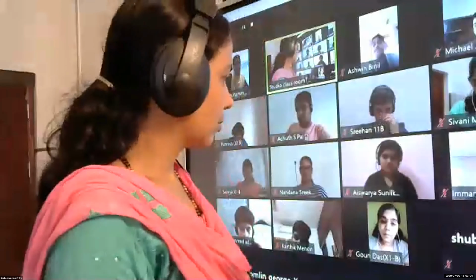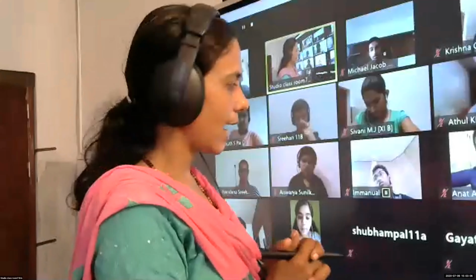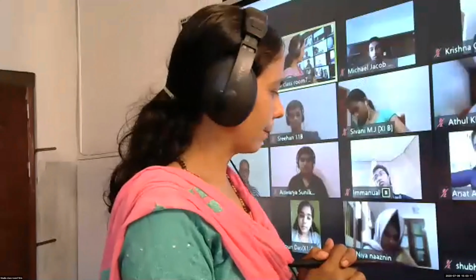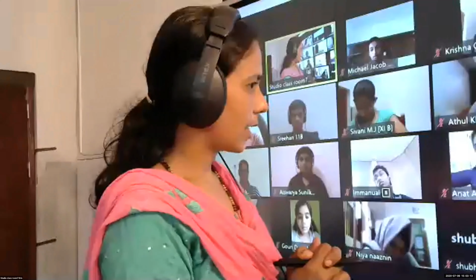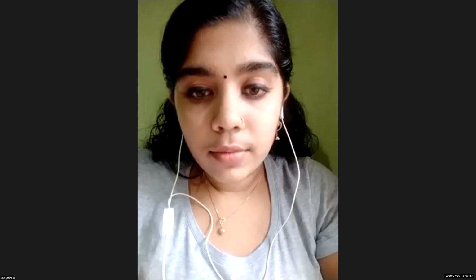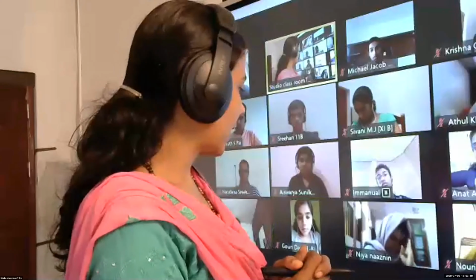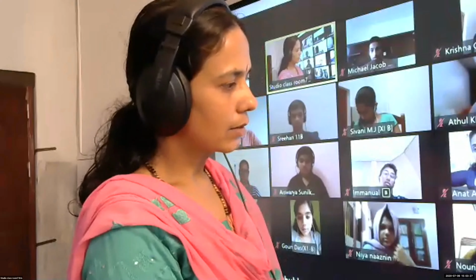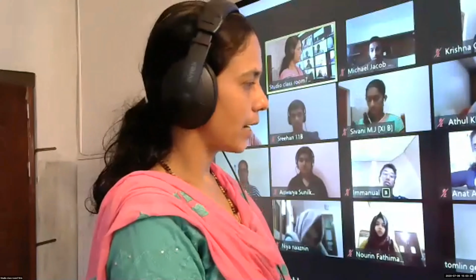So if we are given two numbers A and B, their arithmetic mean is given by A plus B by 2. Very good. And the geometric mean is given by root AB. Is it okay?